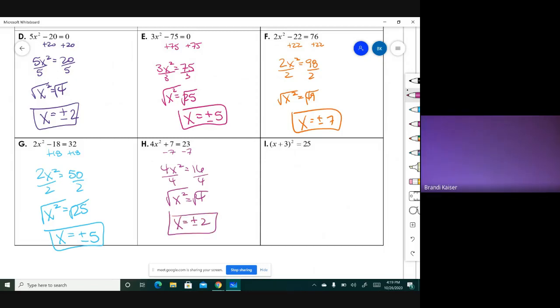There's my final answers. Okay, so all of those are pretty similar to each other, right? There's just 3 steps there that you have to do. You have to add or subtract something, you divide, and then you use your square root. I is a little bit different.